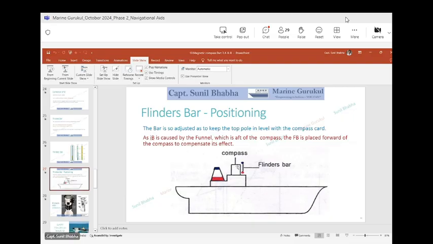Accommodation is, you see, basically vertically below the compass. It's exactly below the compass. So any magnetic field vertically below or above the compass will lead to heeling error. We will do that after the coefficients. The next is heeling error. Okay. Understood.